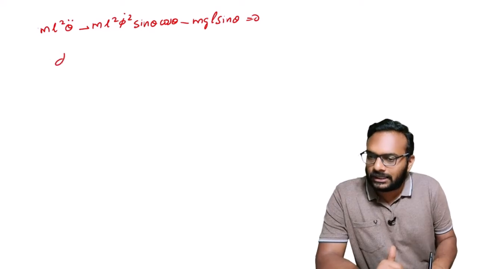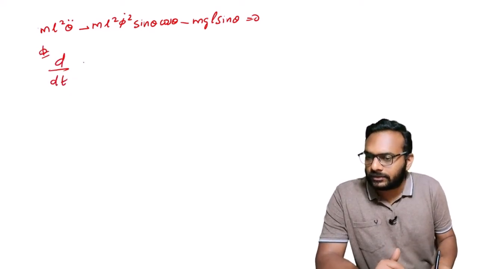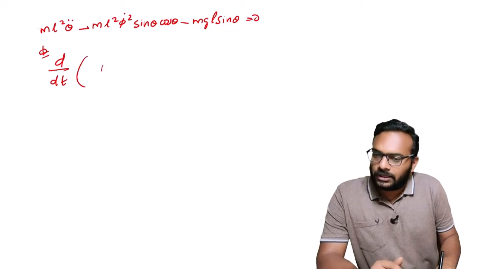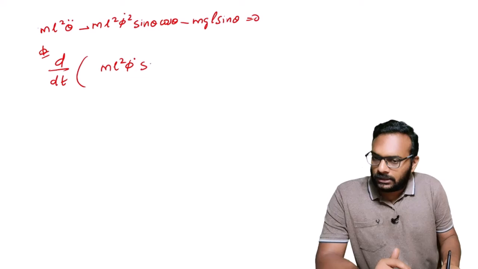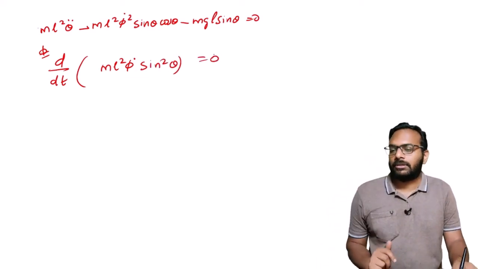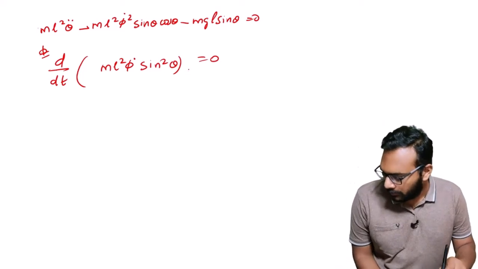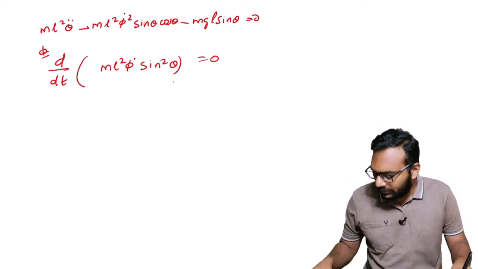The equation for φ is a conservation equation, d/dt of ml² φ dot sin² θ is equal to 0. That's the equation for φ. φ is called a cyclic coordinate, etc. We discussed these things.